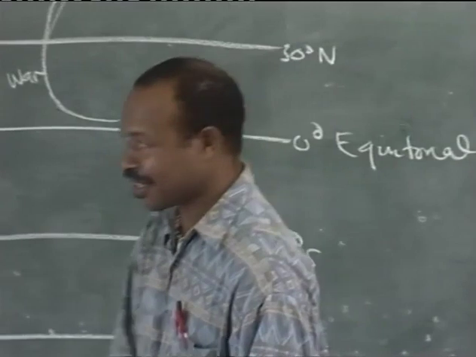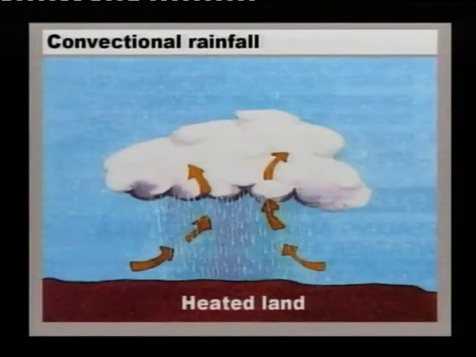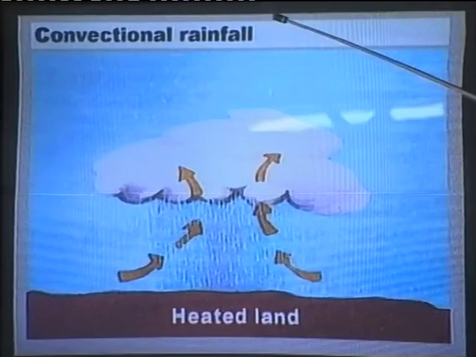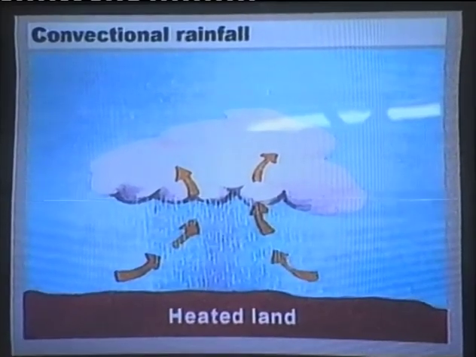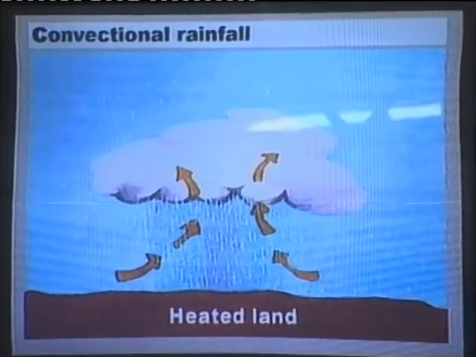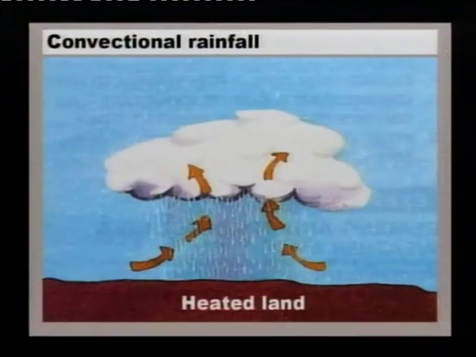That's the other diagram of convectional rainfall. Again, land is heated up, air rises, warm air around this one rises up, gets cooled, and comes down very heavy. Port Moresby experiences most of that, when it comes very heavy.